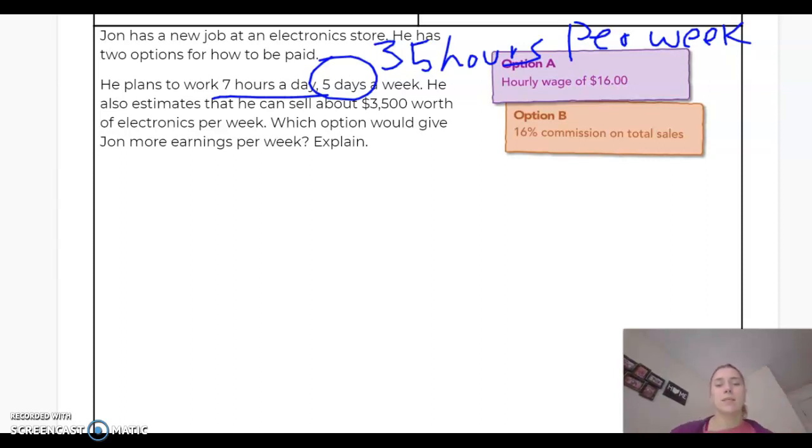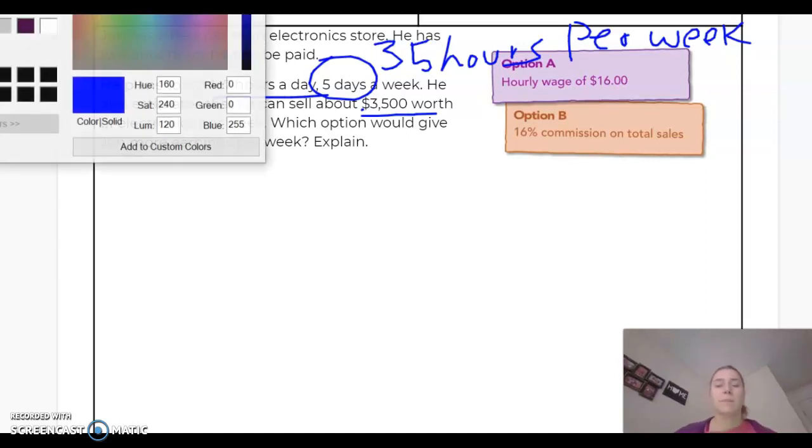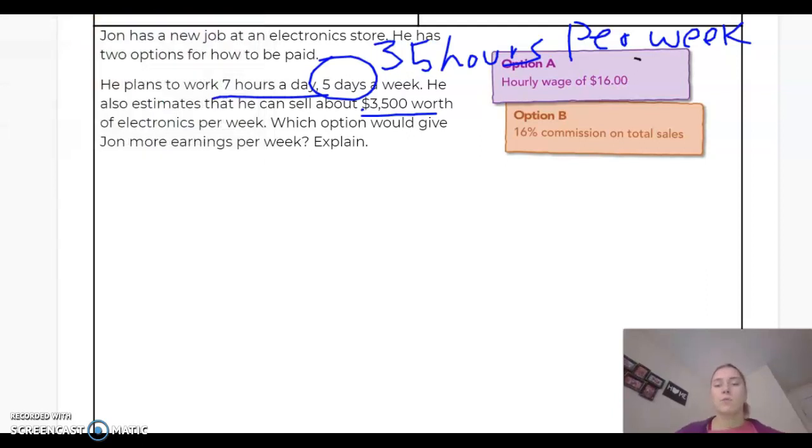He also estimates that he can sell $3,500 worth of electronics per week. Which option would give John more earnings per week? All right, so let's look over. We've got option A. We've got an hourly wage of $16. So let's start with that.